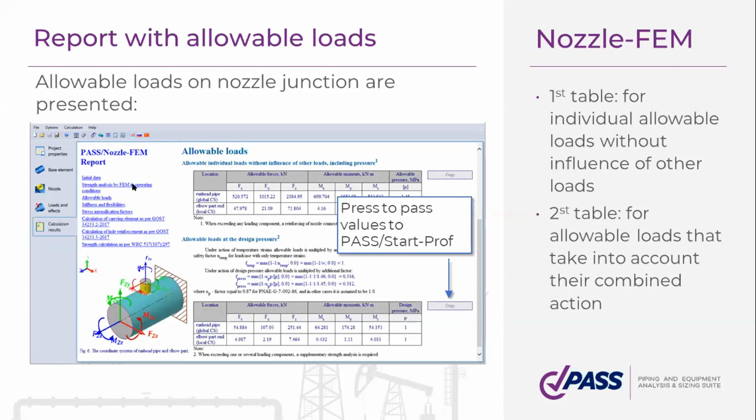So you have sections, you can look at each section immediately. You will have some problems marked by red color and so on. And you have a lot of tables here, for example, tables of allowable loads. And here you see the copy button. If you press the copy, you automatically get them into the clipboard and can insert this data in your PASS/START-PROF piping stress analysis software to check the loads.